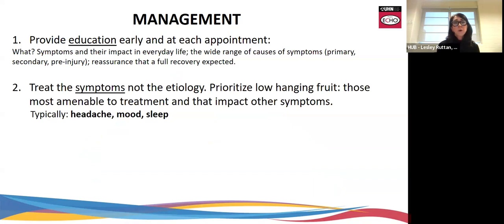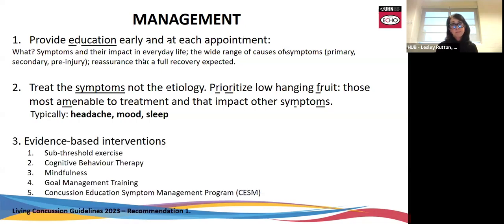Number two, we want to treat the symptoms and not the etiology. So again, prioritizing the low-hanging fruit, those that are most amenable to treatment, and those that impact on other symptoms. So typically, again, headache, mood, and sleep. And then next, we want to make sure that when you recommend an intervention, that it's evidence-based.